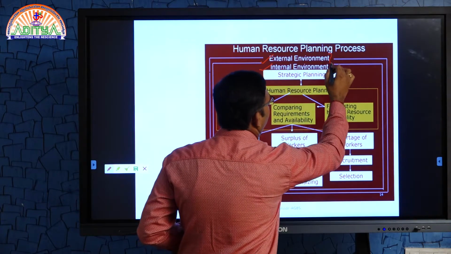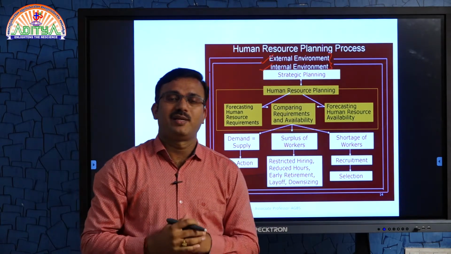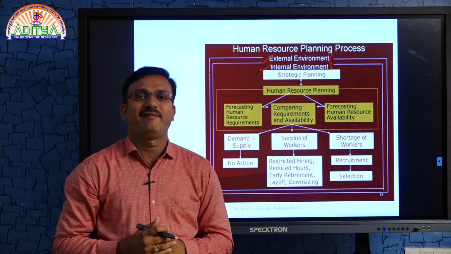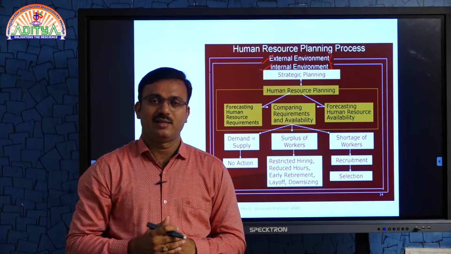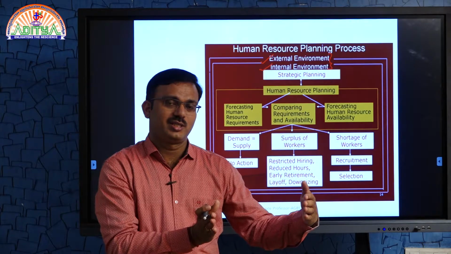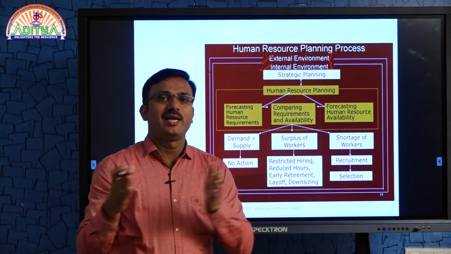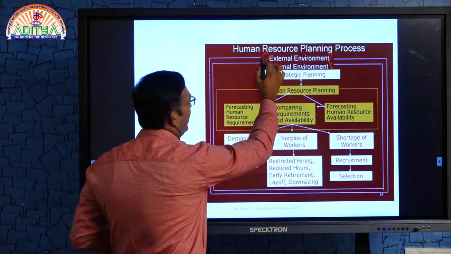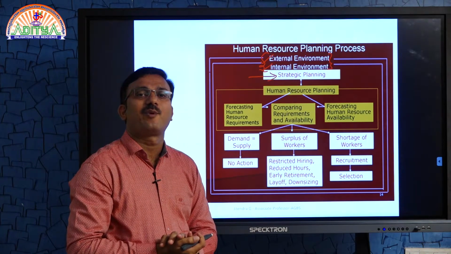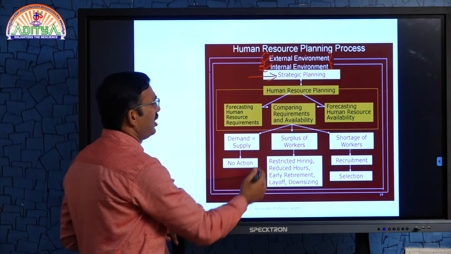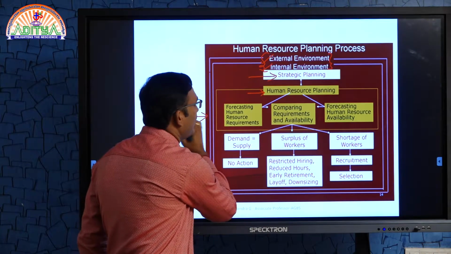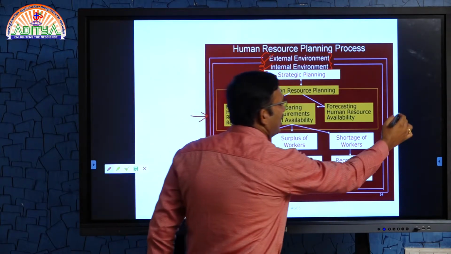After assessing both internal and external environment, we are going to have proper strategic planning. Strategic planning means whatever planning is decided by the corporate level. Based on the strategic planning, we decide HR, because in strategic planning, along with all other resources, HR is also one of the resources. From that, we come to know how many employees are going to be required in our organization. That is human resource planning. Here we see forecasting human resource requirement, how many people are going to be required, and at the same time the availability, how many people are going to be available.